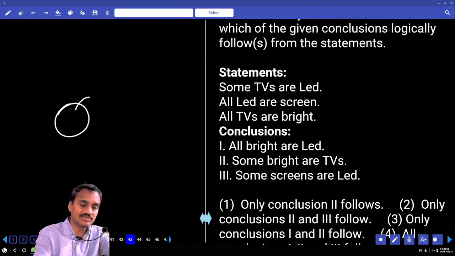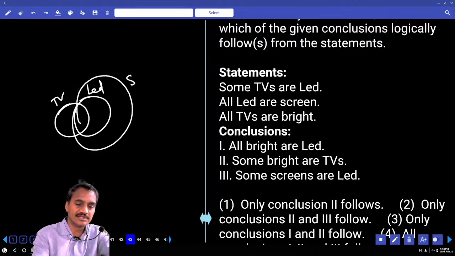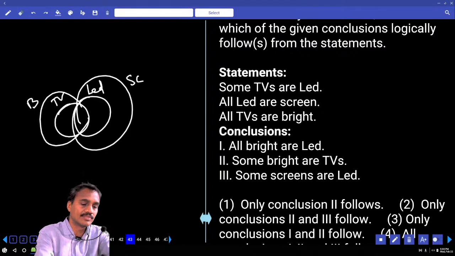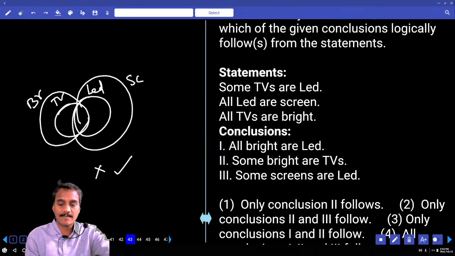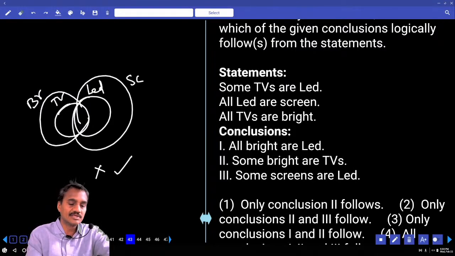Now these are the TVs that are LEDs, TV and LED. And in the same way, all LED are screen. This entire LED is a part of screen. And all these TVs are bright. Then first one, all bright are LED, that is ruled out. Some bright are TVs, that is definitely true. And some screens are LED, that is also true.